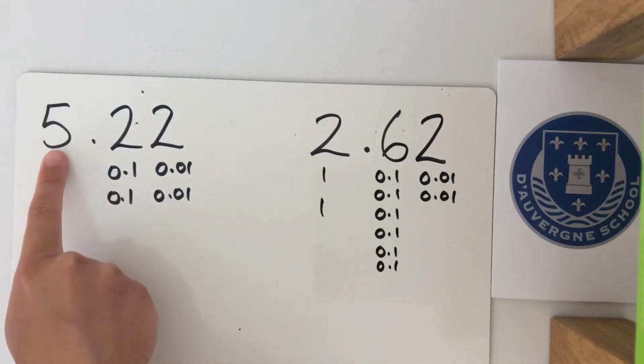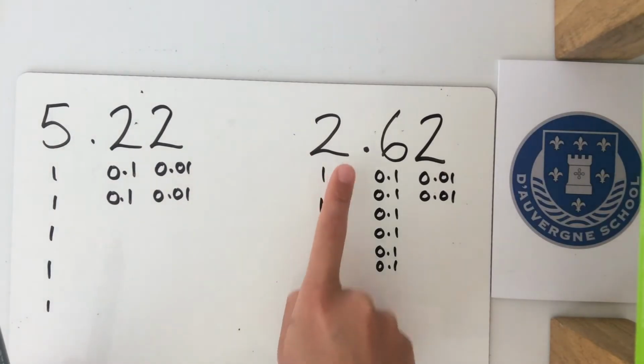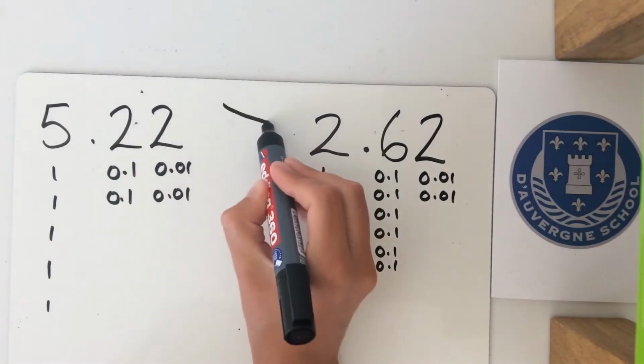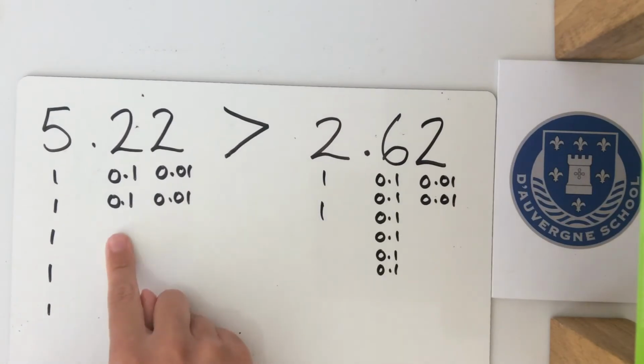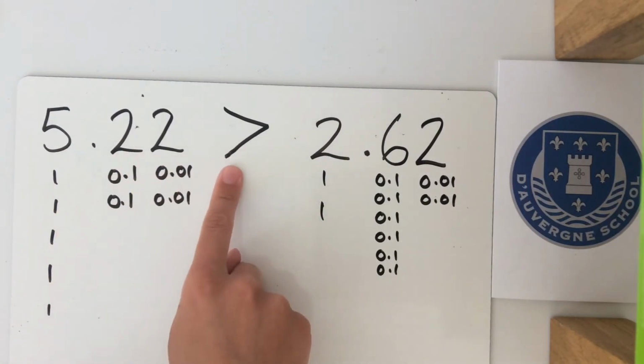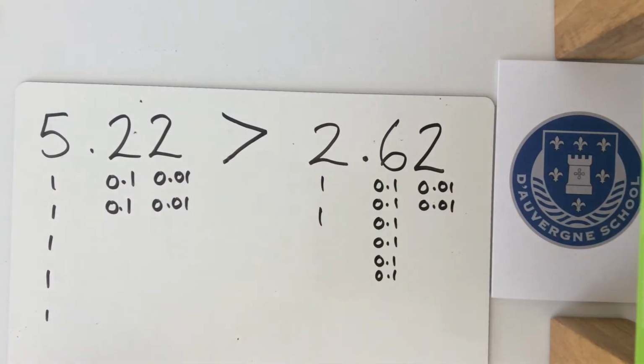5.22 is greater because it has 5 ones and this number has 2 ones. Okay, so the crocodile eats the bigger number. 5.22 is greater than 2.62.